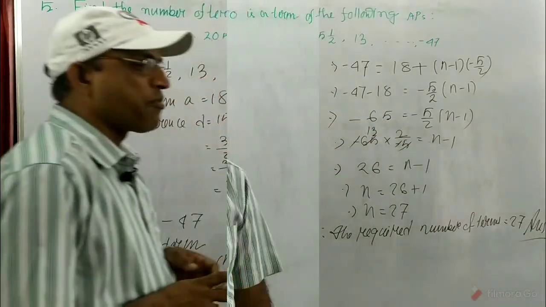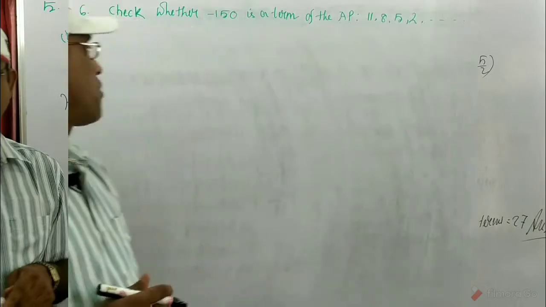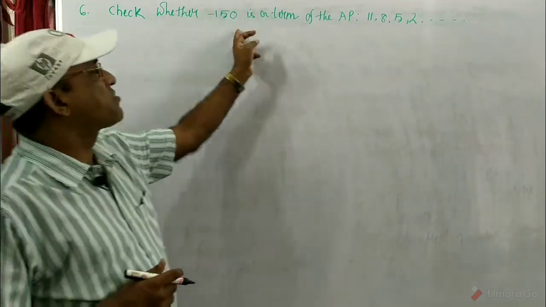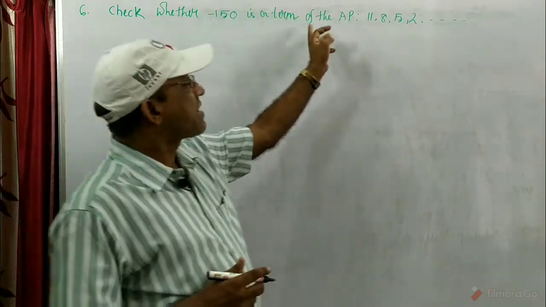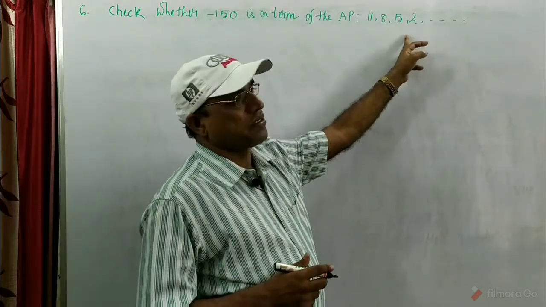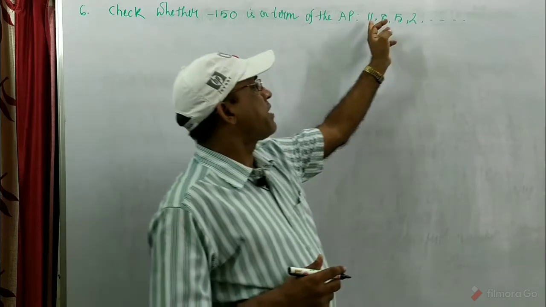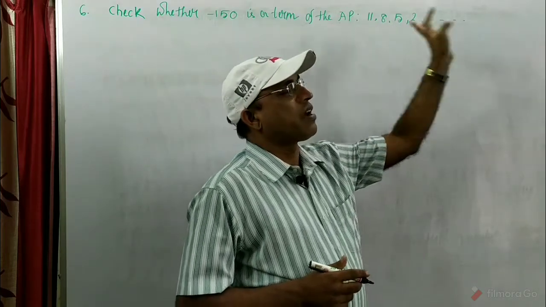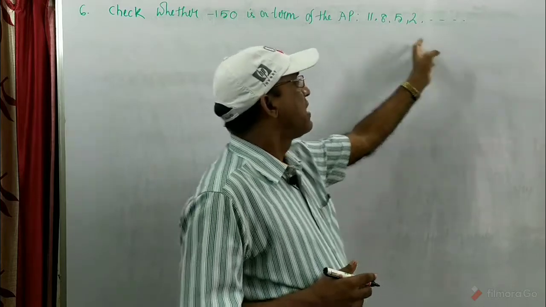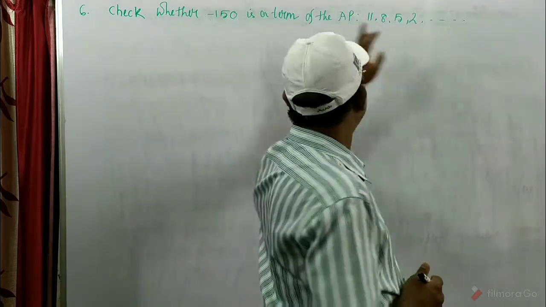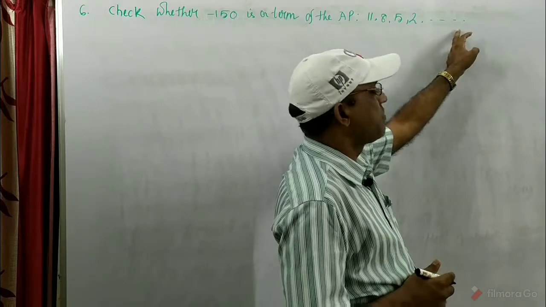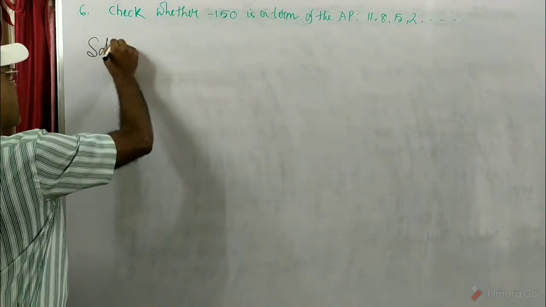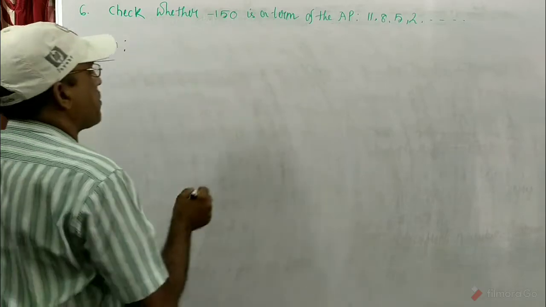So these are very easy problems. I consider problem number 6. Check whether minus 150 is a term of the AP 11, 8, 5, 2, ... The numbers gradually decrease. We have to examine whether this AP has a term equal to minus 150 or not.